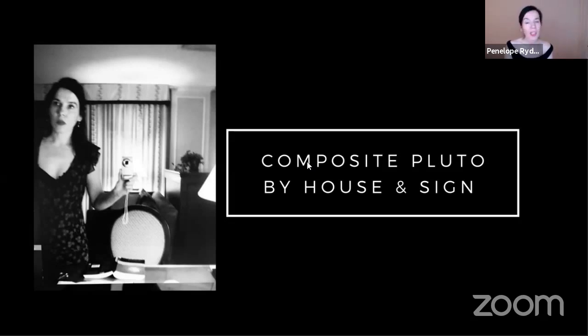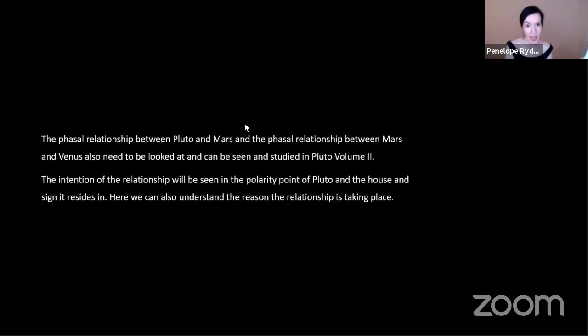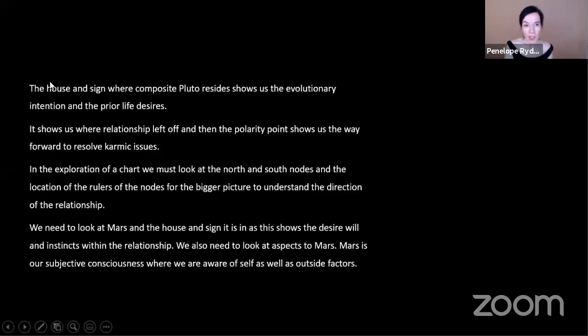The beauty of composite charts is that we are able to figure out the dynamics of each other. In evolutionary astrology, we use Pluto as the baseline, and then we look at the North Node and the South Node. I will show you composite charts in other videos, but I'm going to run through the signs and what it means. If you don't know what a composite chart is, you can ask me in the chat messenger and I'll explain. So here goes: composite Pluto by house and sign.